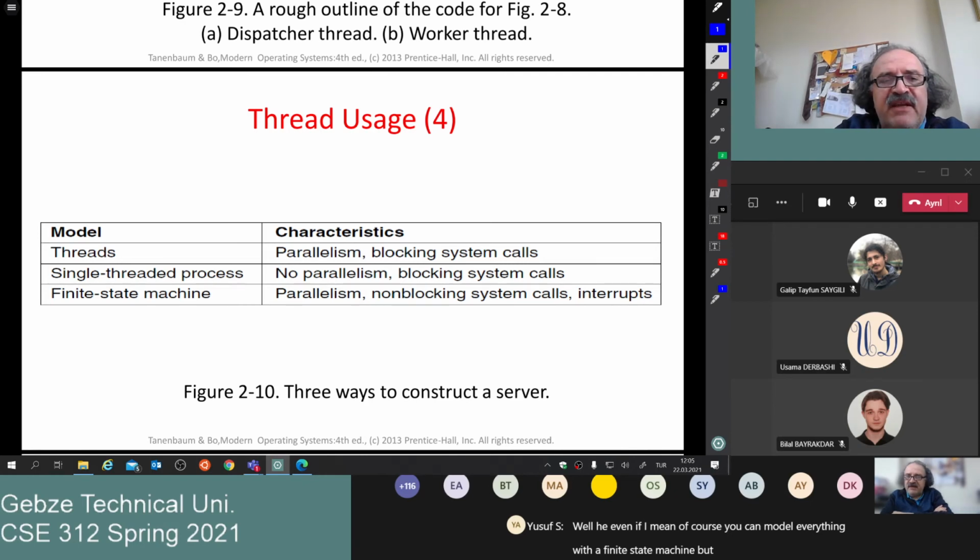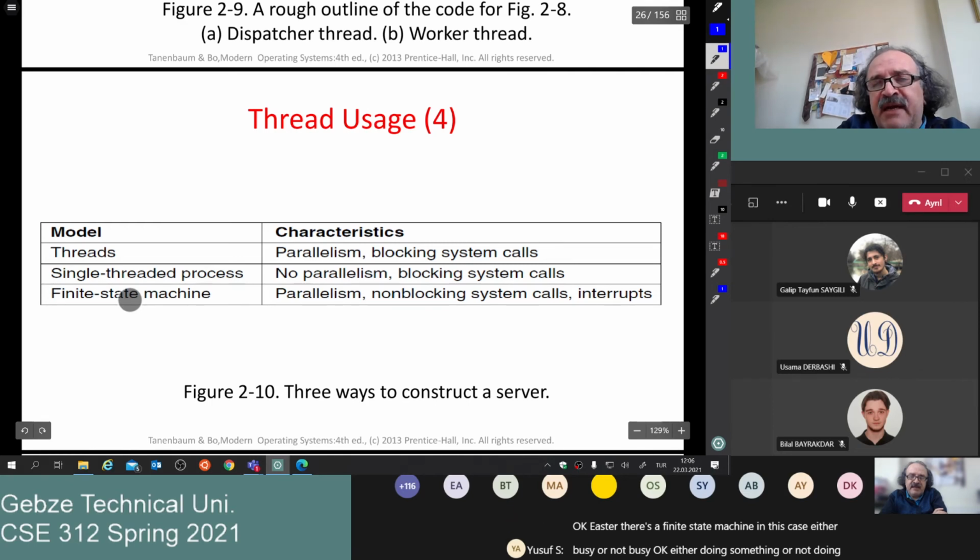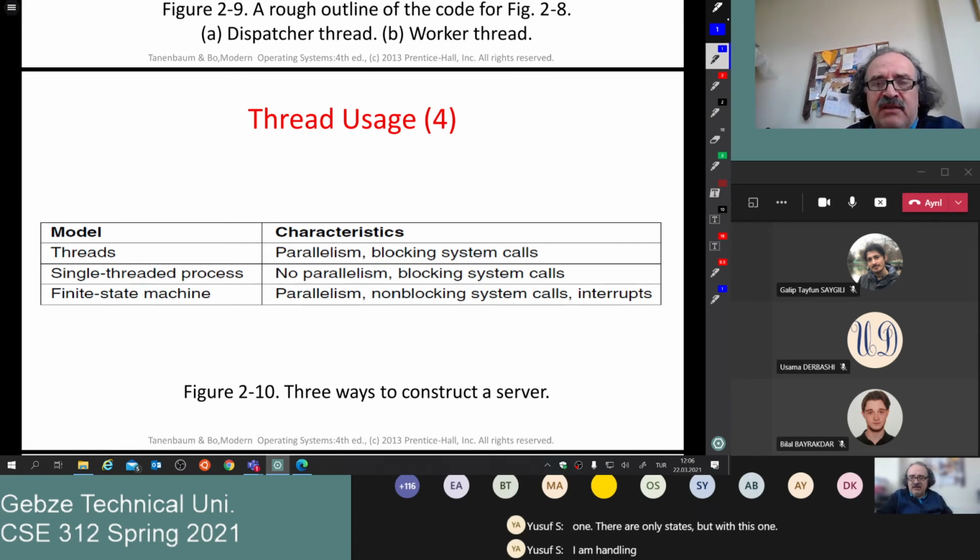Each thread has a finite state machine in this case, either busy or not busy, either doing something or not doing something. There is only a single thread for this one, with only those states. But with this one, I am handling 5 clients at the same time. Client number 1 is working, client number 2 is not working, client number 3 is working, and so on. With each 1-0 combination, when they come together, it makes 2 to the power n states, and you need to know how to switch from one state to another state.